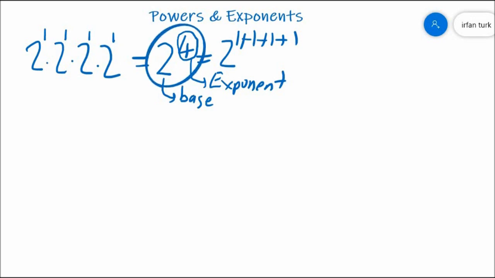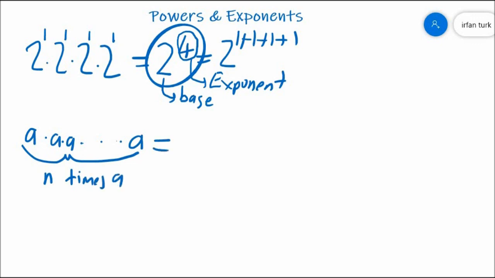So we can write something like this in the general form: a times a times a times a. Suppose that there are n times a. This is equal to a to the power of n. As an illustration, for example, 10 times 10 times 10 is equal to 10 to the power of 3. Why? Because there are 3 tens.